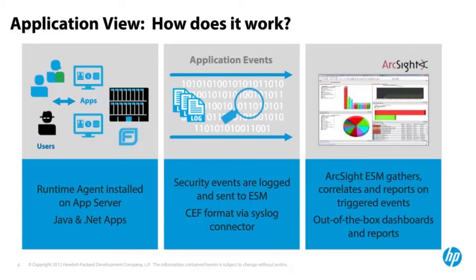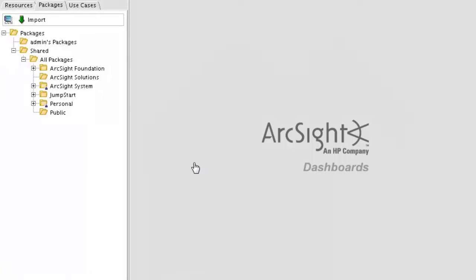So how does HP ArcSight ApplicationView work? Well, for the applications that you would like to monitor, you'll simply have to add a runtime agent to that application. We have an agent for Java and .NET currently. Once you have added that agent to the application, it will retrofit the application and events will be created. These events go through the syslog connector in CEF format to ArcSight ESM. Within ArcSight ESM, the dashboards pick up the correct data and give you a high-level overview of the state of a certain application. Let's start by adding the ApplicationView content into ArcSight.